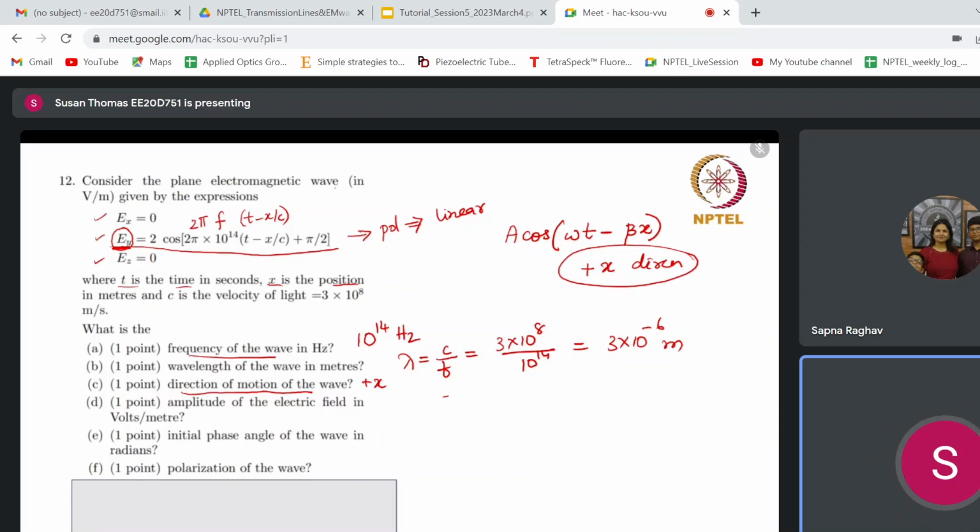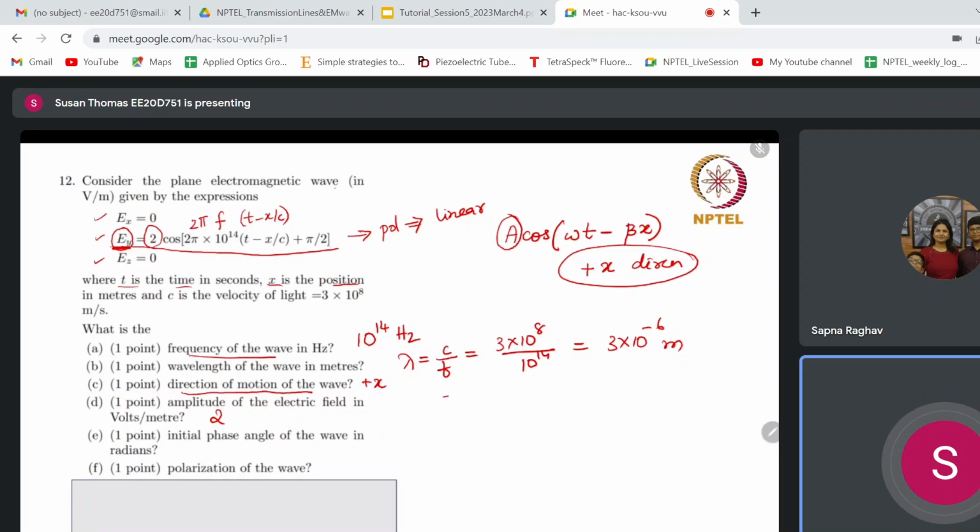Amplitude or magnitude, we can call it either way. So amplitude is nothing but A, so here it is 2. Okay. Next question: what is the initial phase angle of the wave in radians?